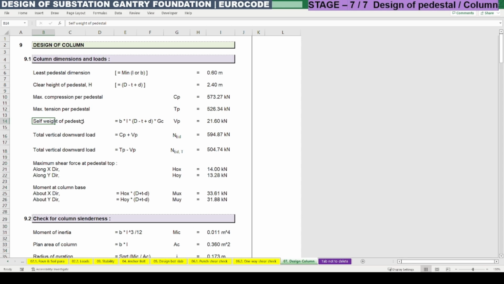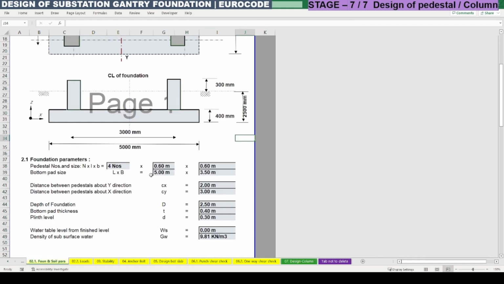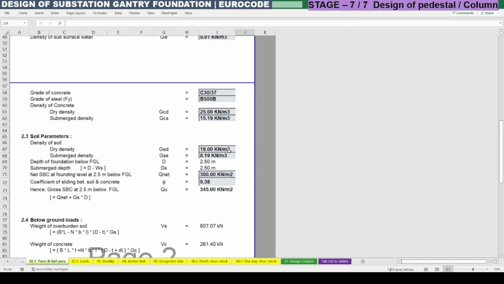Next one is the self weight of the pedestal or column. This we need to calculate simply: the size of the pedestal, B into L, it means 600 by 600 mm, into the clear height of the pedestal which we have calculated here as 2.4 meter, into the density or specific weight of the concrete, GC. Here we need to consider the dry density of the concrete. Those we already assumed in the stage 2 video. We have assumed 25 kilonewton per meter cube.